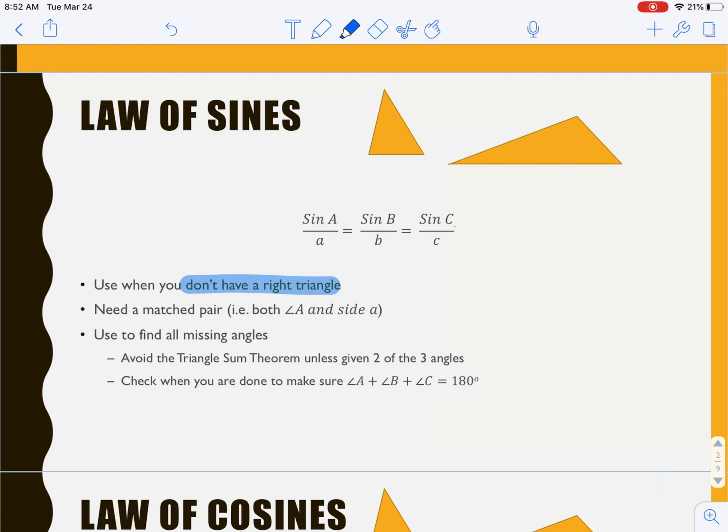And we can still find side lengths and missing angle measures in these triangles using the law of sines. Now, in order to use the law of sines, what you first need is a matched pair, right? You need a matched pair. So if I want to use the law of sines, I better have this side and that angle, or this angle and this side. I need some sort of matched pair in order to fill in one of my proportions.